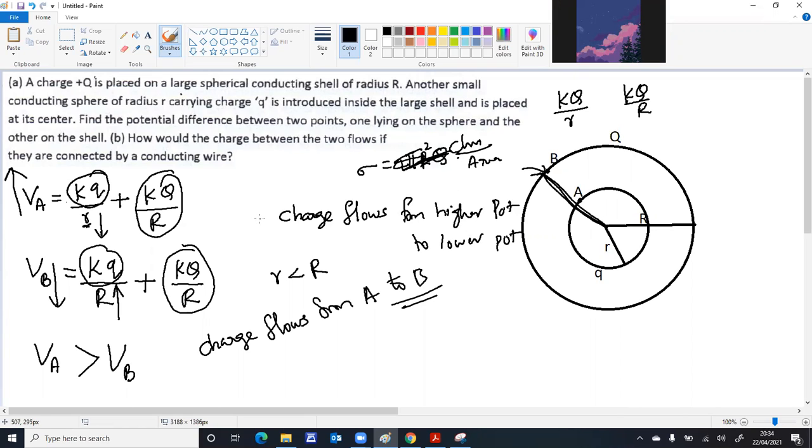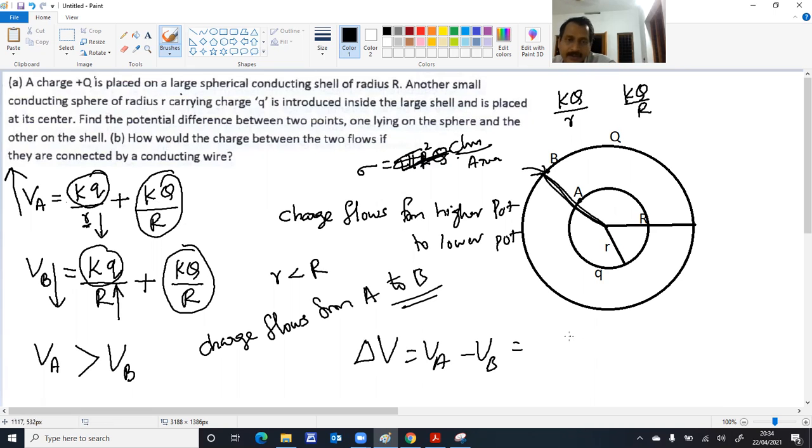If we're finding the potential difference between two points, then it'll be VA minus VB, because A is higher, even though it's not mentioned in the question. So delta V is VA minus VB. The KQ by R terms cancel, and KQ comes common out: 1 by r minus 1 by R. If you want to take LCM, you can. That's it.